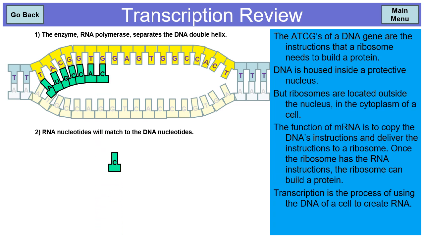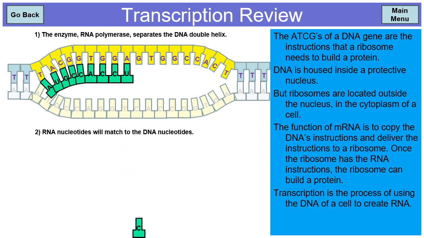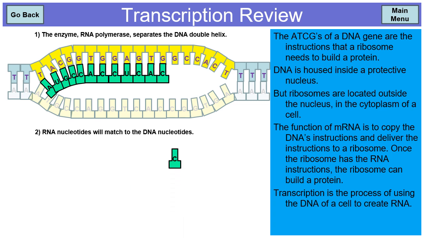And again, 3 or 4 are going to go in a row, and then it'll stop again. What comes next? In this case, the letter U for uracil would be next. And again, 3 or 4 more will go at a time, and eventually it'll stop and ask them what comes next. There's a G right there, so what comes next would be a C. And we're making RNA. Now this eventually is going to be messenger RNA in this example.